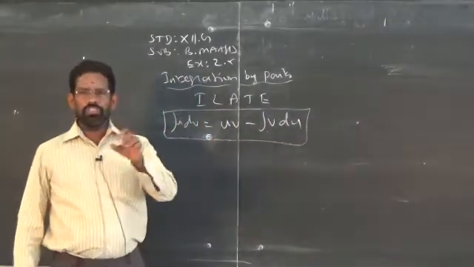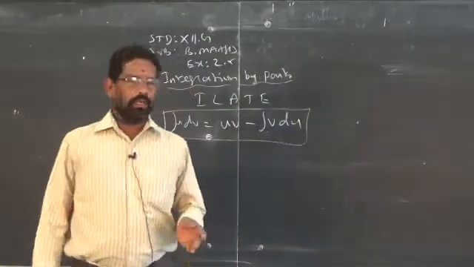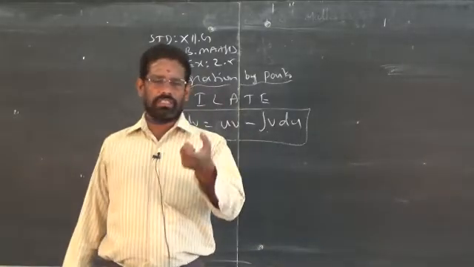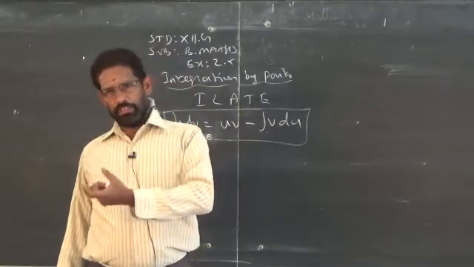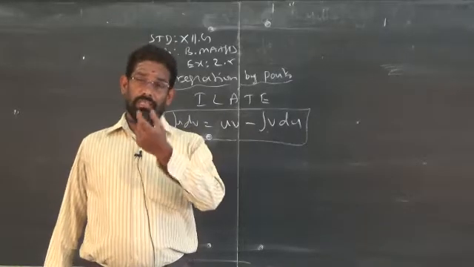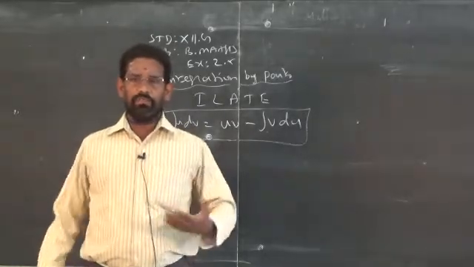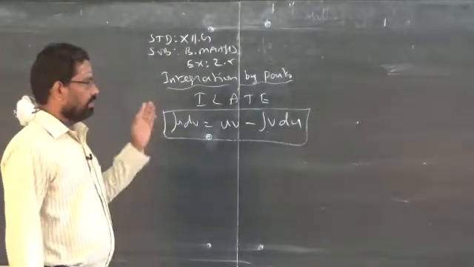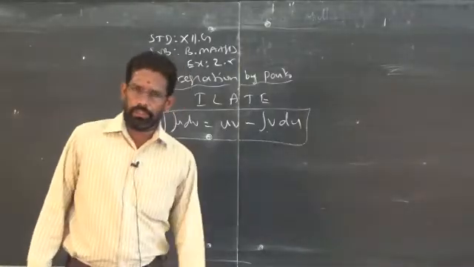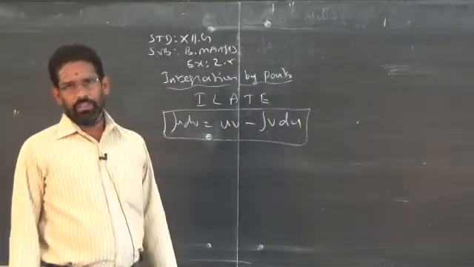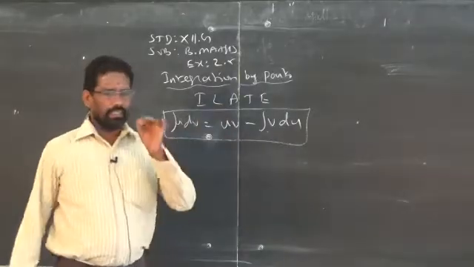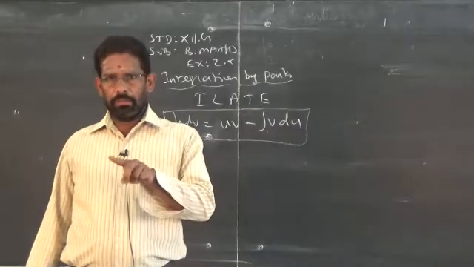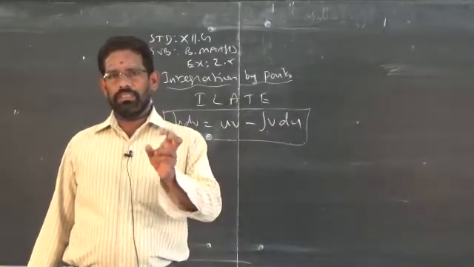The question is, which factor do we consider as U and V? In derivatives, we consider either the first factor as U and second factor as V, or second factor as U and first factor as V, then we can proceed. But in integration, you cannot take first factor as U or second factor as V yourself. That is not allowed. So how do you take U? Out of the two factors, the one which is non-integrable or differentiable, you consider as U.